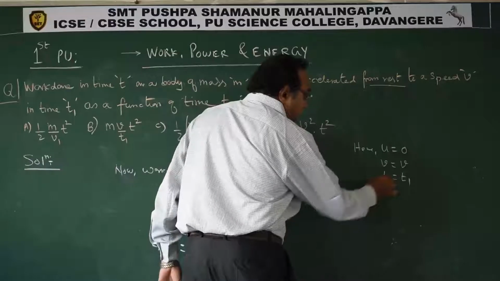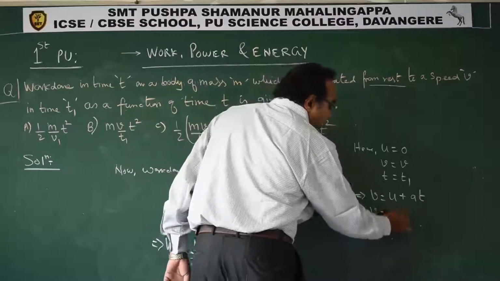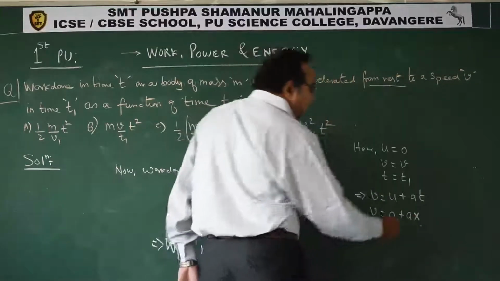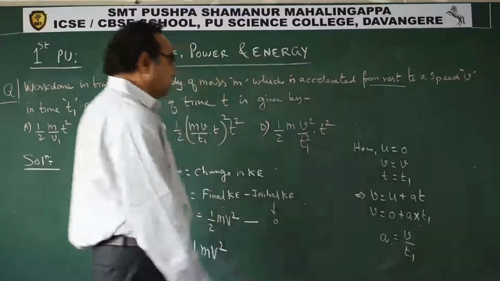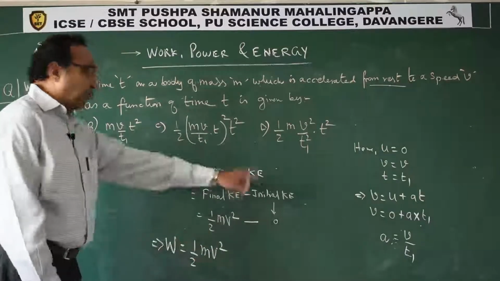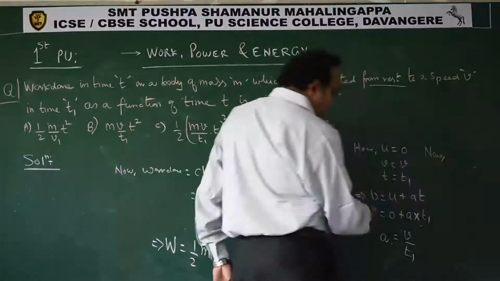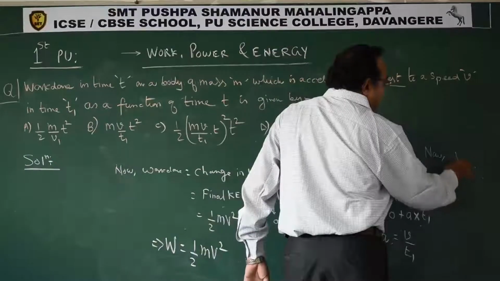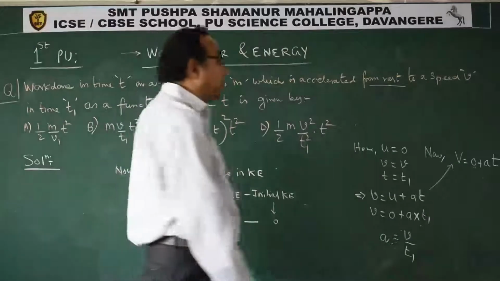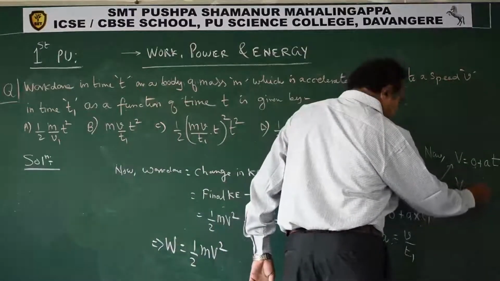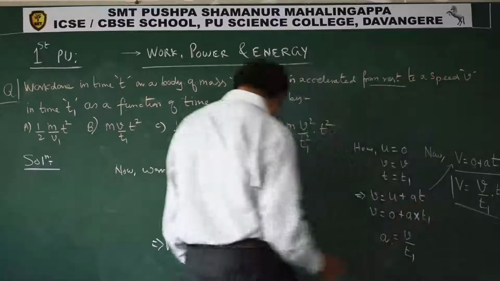So from the three relations, we know v is equal to u plus at. So v is equal to 0 plus a times t1. So we got the acceleration as v by t1. This is what we got as the acceleration. Now again use the same equation. V is equal to u, which is 0, plus a into t. In time t, what would the velocity be? So V is equal to a, which is v by t1, into t. This is our V. Substitute this V here.